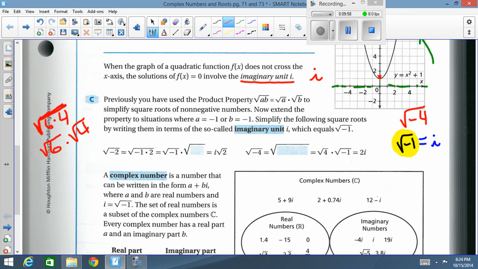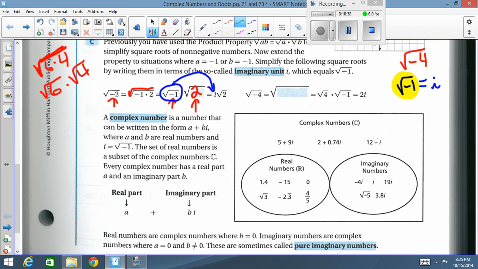For instance, the square root of negative 2, I can't do anything with it. But when I write it as the square root of negative 1 times 2, then I break it up as the square root of negative 1 times the square root of positive 2. Then I can take the square root of negative 1 and make that i. So I get rid of that negative under the radical.